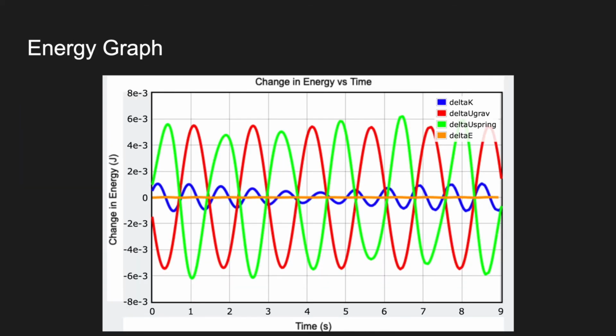The other resultant graph from the program compares all of the energies over time. Noticeably, the overall change in energy is always zero due to the law of conservation of energy. The sign of the gravitational potential energy is always opposite to the sign of the spring potential energy, since a larger spring stretch means being closer to Earth.